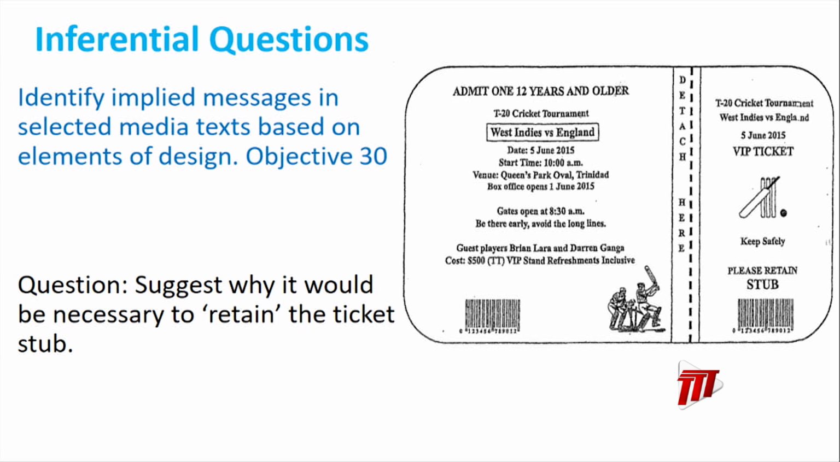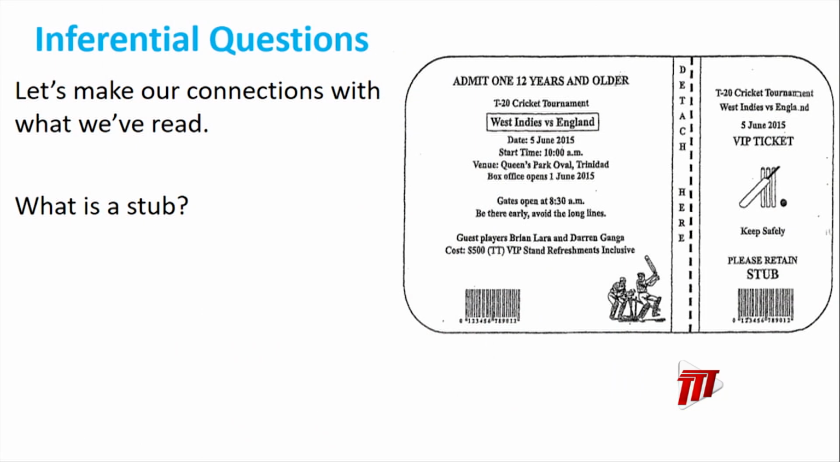Let's examine this question carefully. Let's break it down into parts. Let's make a connection with what we've read and what we know. What is a stub? A stub, for those of you who would have visited the movie theater or who would have gone to a cricket match, or even at your school, if you would have had a movie or a barbecue, you know that a stub is part of the ticket that you are given to keep. So a stub is part of a ticket that you are given to keep.